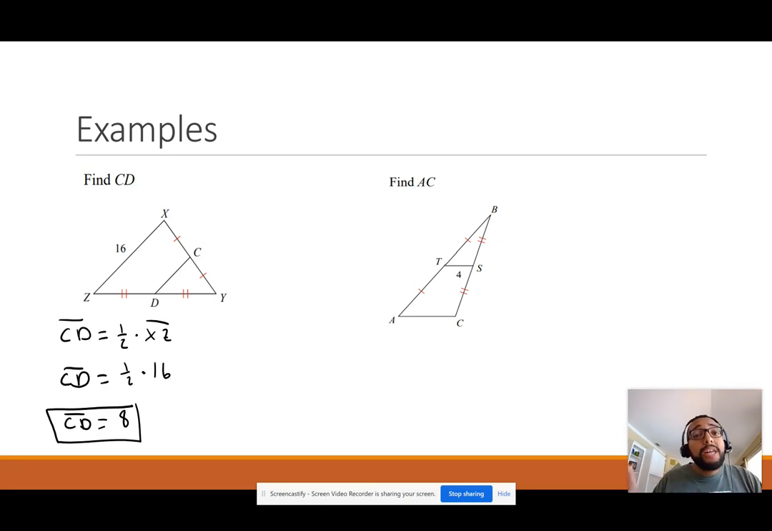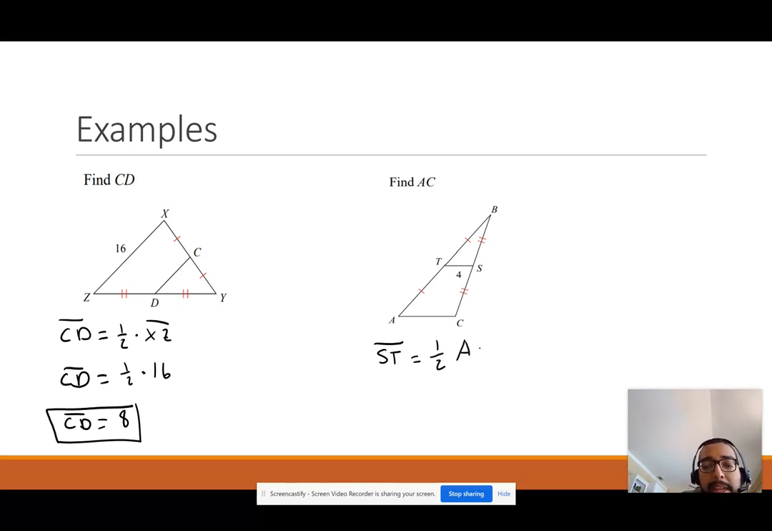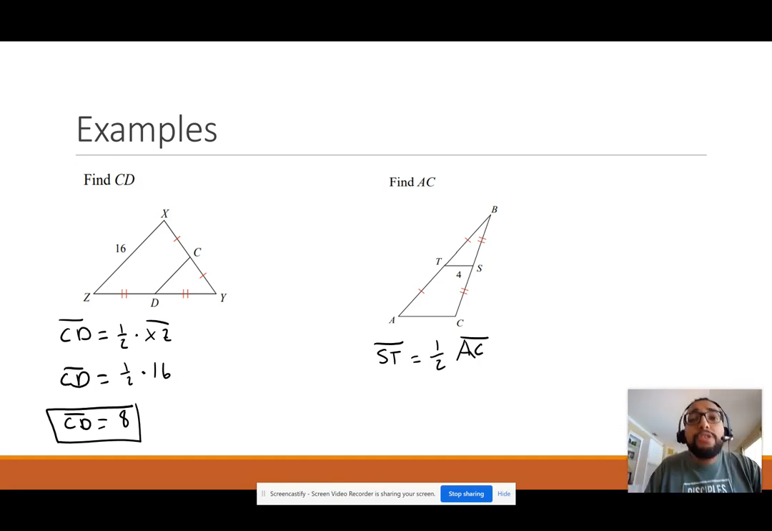Try it yourself. Pause the video and see if you can figure out what AC is. Thank you for pausing the video. Let's come back here. We saw that ST is the mid segment of this triangle. Therefore, ST is equal to 1/2 of AC. Do we know some information here? Oh, we know the value of ST. ST is 4.